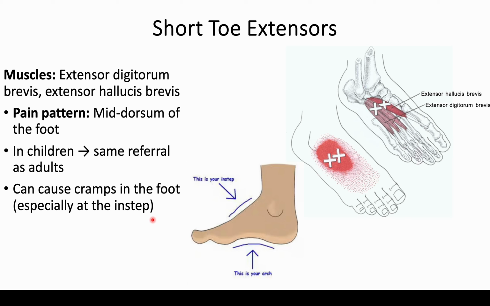So your extensor digitorum brevis and extensor hallucis brevis. These are the guys on the top of the foot. As you can see, the pain pattern is at the dorsum of the foot, so it can almost mimic that ankle pain, that lateral ankle sprain. So it's always good to look into these muscles as well.